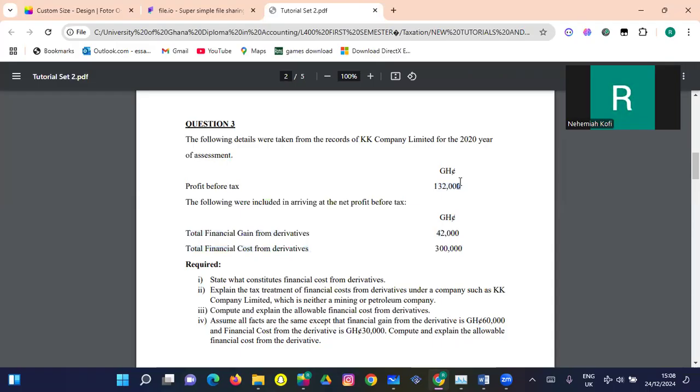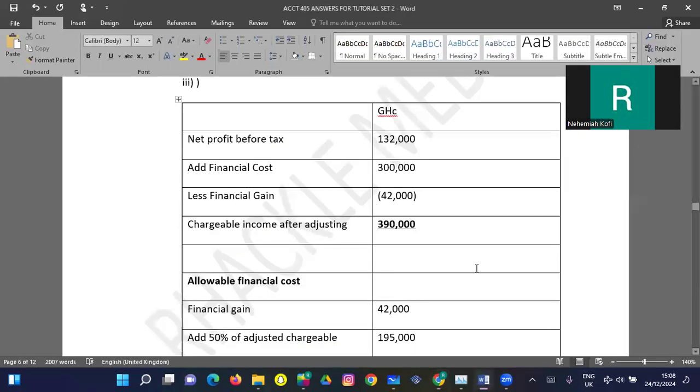Remember, in arriving at this profit, the financial gain was added and the financial cost was subtracted. So we have to add back the financial cost and then subtract the financial gain to arrive at our adjusted chargeable income. So the net profit, then we add back the finance cost, then we less our finance gain. Then this is what we arrive at, the chargeable income after adjusting, or adjusted chargeable income.